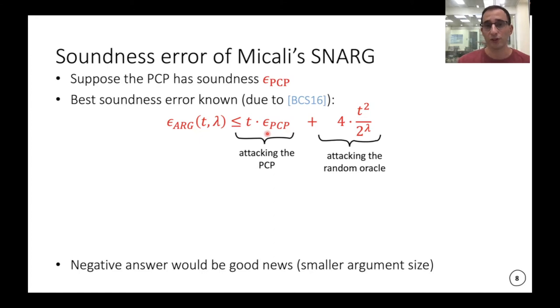T times epsilon comes from the error of the PCP. A cheating prover can just try to convince the PCP verifier, say by choosing a random proof and hoping that the verifier would be convinced. Each time he might succeed with the PCP's error probability, and he can do this roughly T times, because this is his query budget. And he can try to attack the random oracle, for example by finding collisions, so that he's not really committed to any specific string. To rule this out, you have to assume that he didn't do magical things like find collisions or invert the random oracle, and you lose this probability that comes from the birthday paradox.